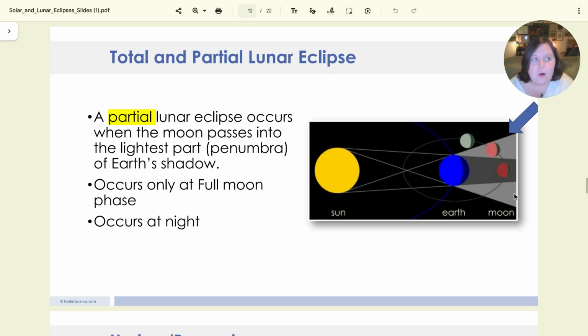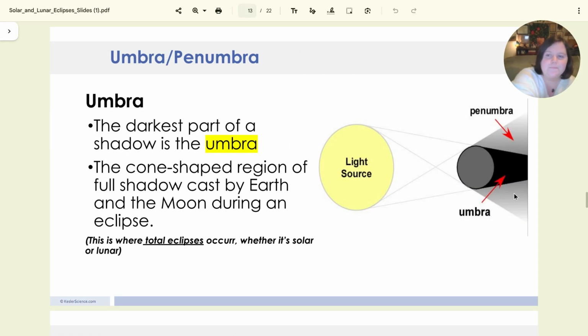Okay, if I say ultimate, I mean it's the last. If I say penultimate, I mean it's the next to last. So the penumbra is shadowy, but not all the way. Okay, and so when the moon goes through the penumbra of the shadow, then it's a partial eclipse, and it's not quite so dramatically dark.